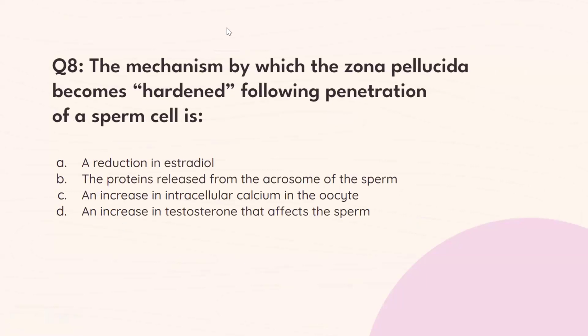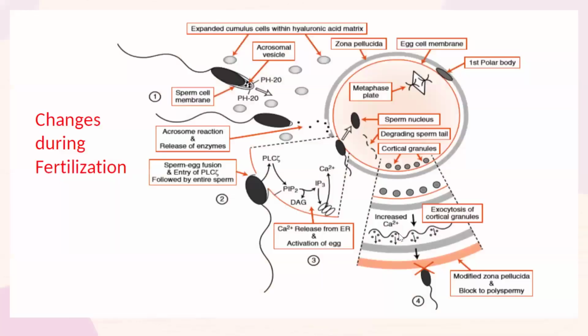Okay. The mechanism by which the zona pellucida becomes hardened following penetration of a sperm cell is... C. An increase in the intracellular calcium in the oocyte. Yes, you're right. So let's just briefly go over this diagram. When the acrosome reaction occurs, the acrosome is released, the hydrolytic enzymes are released, the zona pellucida is digested here, and the sperm is able to penetrate the egg.